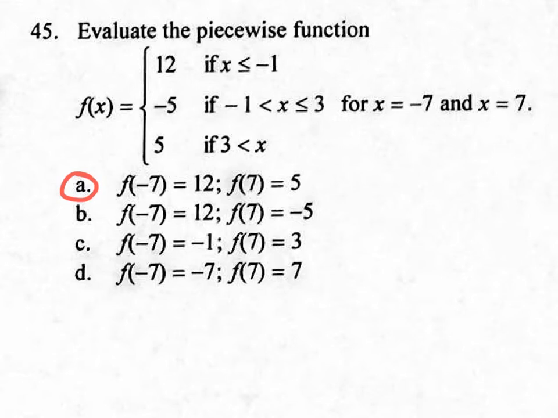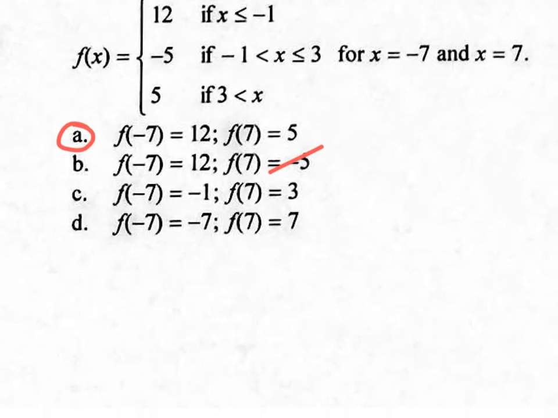For example, if we try B, what B is saying is that the input of -7 gives us 12. That is true. -7 does give us 12 because -7 is less than -1, so we have to use 12. But if I try +7, +7 is greater than 3, so we have to use 5. It doesn't give us -5. So B would be false. When you plug in 7, you don't get out a -5, you get out a +5. So the only one that really works is A. Okay, so 45, I hope you understood that one.